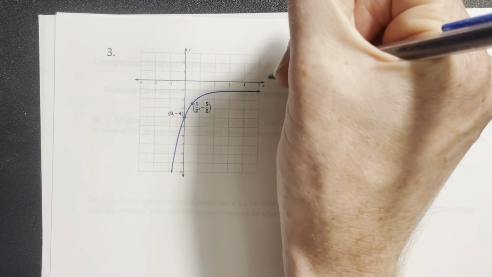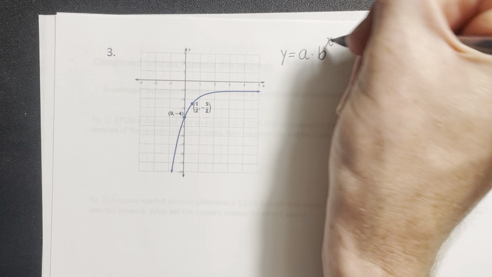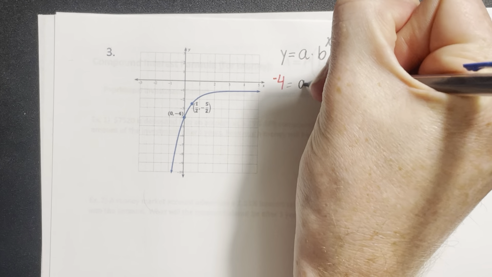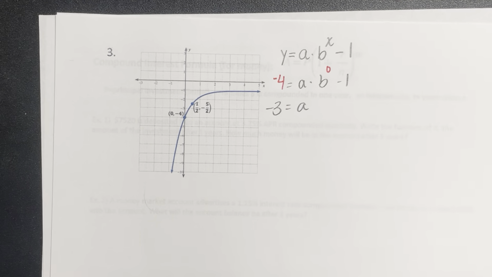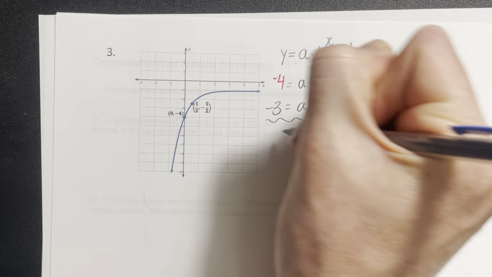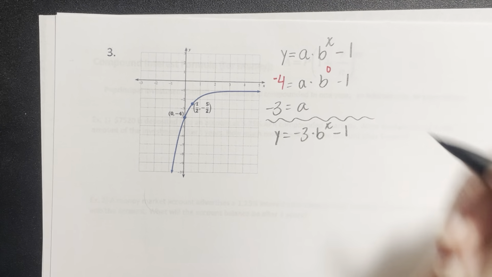We see that the horizontal asymptote is -1, so this would be y equals a times b to the x power minus 1. Everything is shifted down 1. Then we would use our y-intercept, so (0, -4). That makes this -3 equals a. And then we're going to plug in another point. So now we know y equals -3 times b to the x power minus 1.